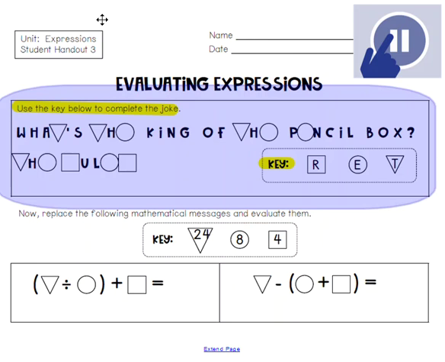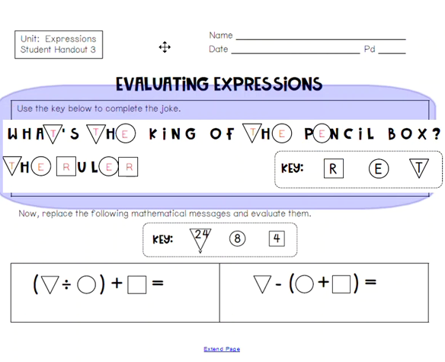All right, so if we start with what you're looking at first, it says right here, use the key below to complete the joke. You see some shapes here and you see a key down here. What I want you to do is pause and figure this out first and see what you can come up with. So go ahead and pause. All right, so here's what you should have found. What's the king of the pencil box? The ruler. Now, math joke, haha, funny.